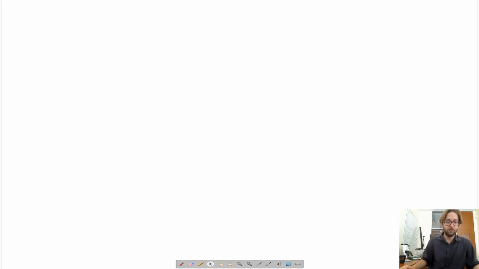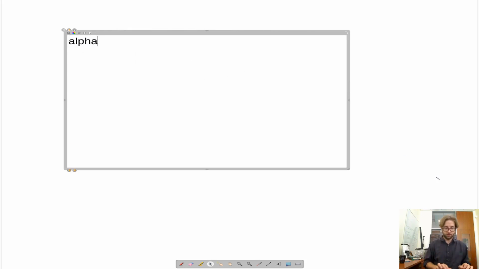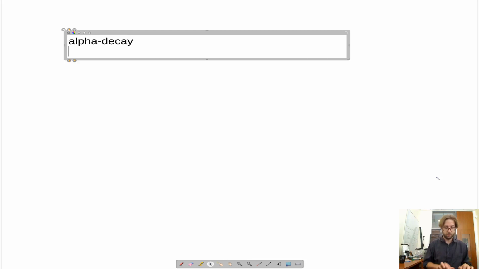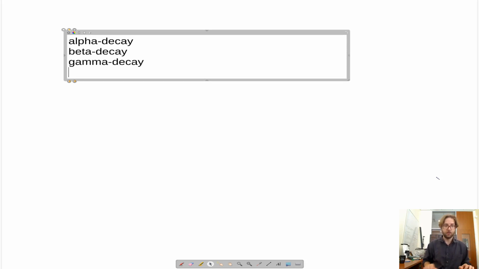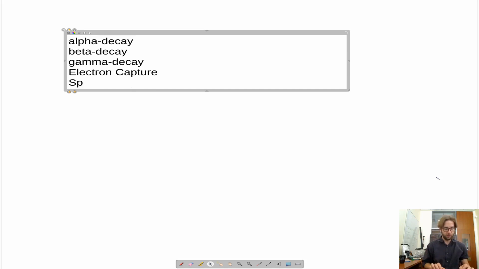Okay, so in summary, we've seen a bunch of decay modes that exist. So I'll just list them here. So we've seen alpha decay, beta decay, both beta plus and beta minus, gamma decay, where we release a photon from an isomer, electron capture, where the electron from an orbital is subsumed into the nucleus, and spontaneous fission.